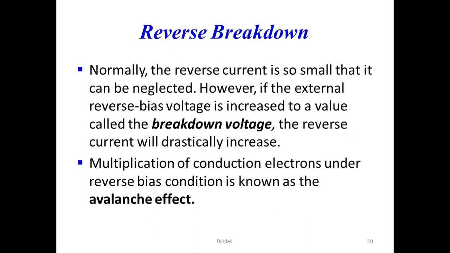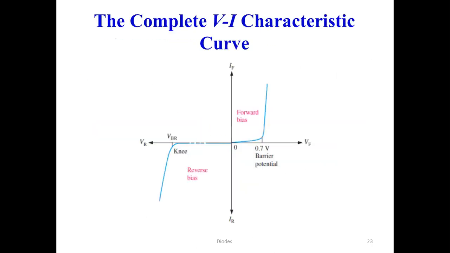Because it is going to damage our diode. So one should apply reverse bias voltage only up to this particular point, below this knee point, below this breakdown point. Only in this region should one operate our diode. Is that clear?